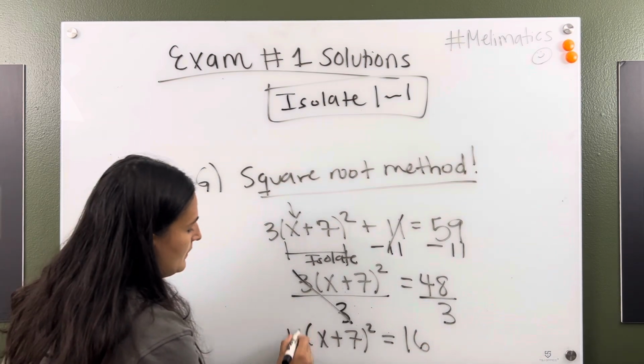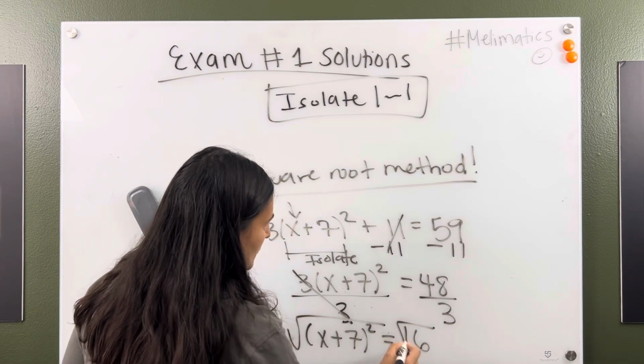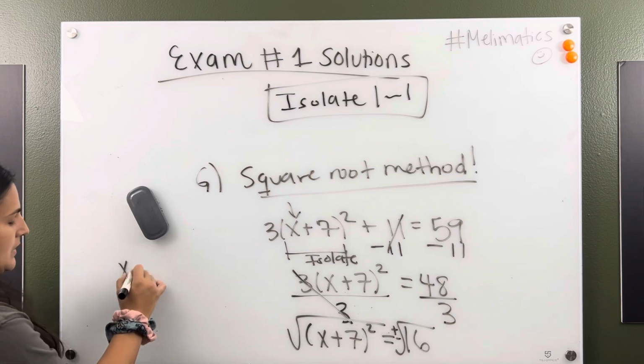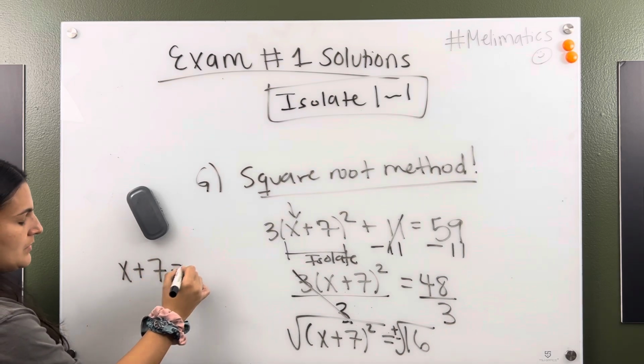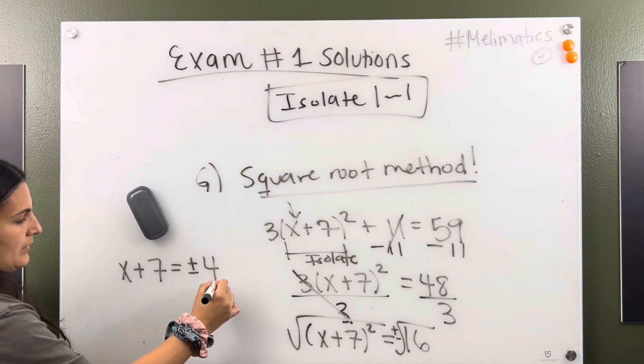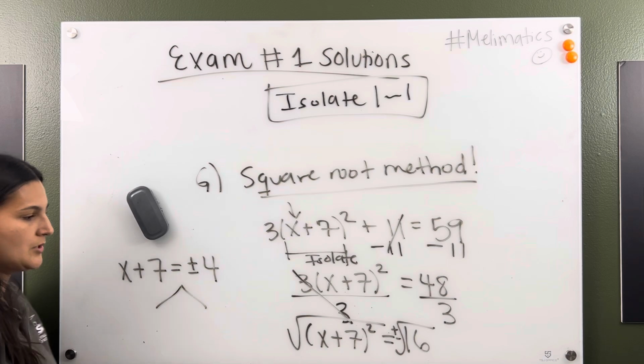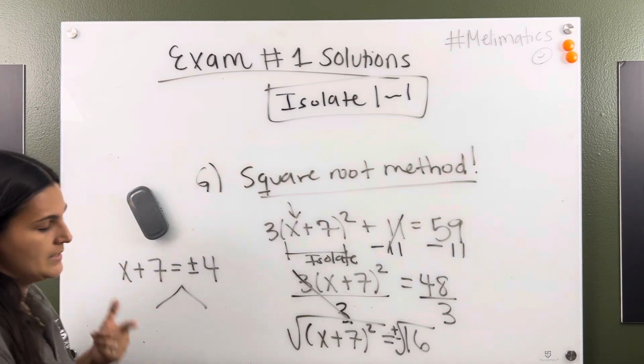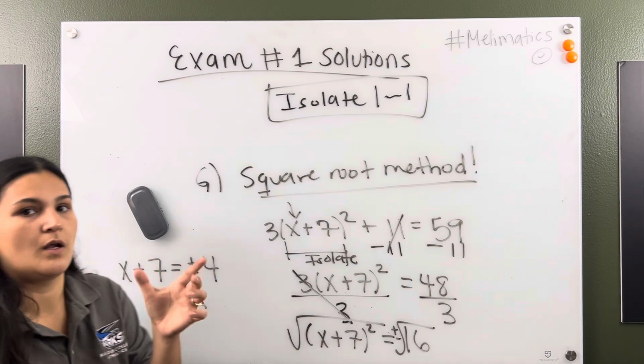Opposite of squaring is square rooting. Don't forget, when you square root a number, you get the positive and negative answer. So that's x plus 7 equals plus or minus 4. Okay, you don't want to miss a solution. Square roots give 2 answers, positive and negative, unless it's specified in the domain that we don't want negatives.